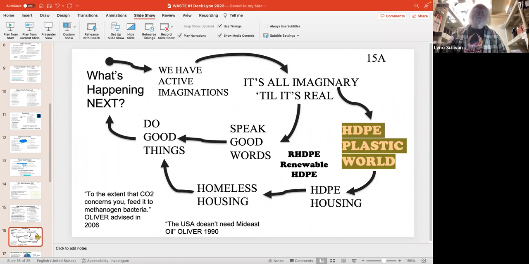And he said, it was after Al Gore's speech, he said, if people care about carbon dioxide, they need to just feed it to methanogen bacteria. It eats carbon dioxide and produces methane. And so that was his summary.